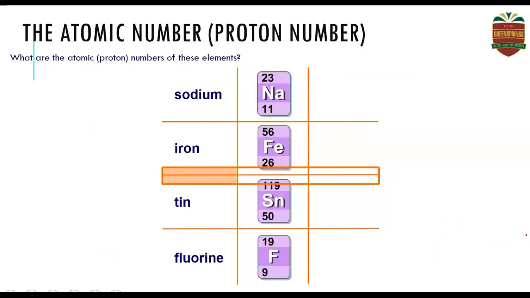So let's try this. What are the atomic numbers of these elements? Sodium, iron, tin, and fluorine. You may pause the video and put your answer here. I'll do the first one for you. Since proton number is the smallest number, I will have 11. So complete the rest.